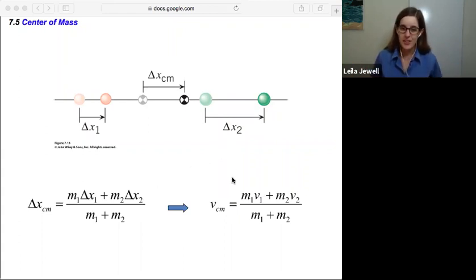And notice on the top here, when we write it in terms of velocity, we have mass times velocity of 1 plus mass times velocity of 2. What quantity is mass times velocity? Why, that's just our momentum, the total momentum of the system of mass 1 and mass 2.